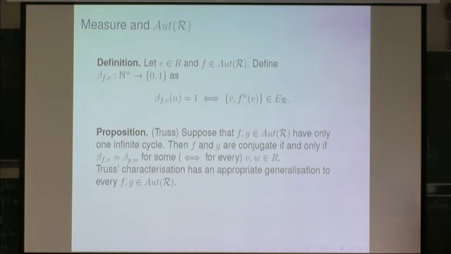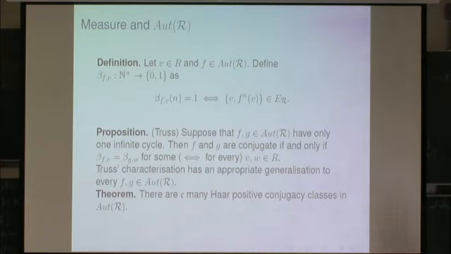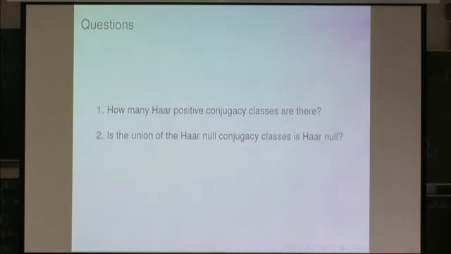But recently we realized that there are continuum many Haar positive conjugacy classes in the automorphism group of the random graph. Maybe I should have put quotation marks around the theorem because it is quite complicated and not written down in full details yet, but I'm rather sure that this works. So these are our questions: how many Haar positive conjugacy classes are there, and whether the union of the small classes is still small.